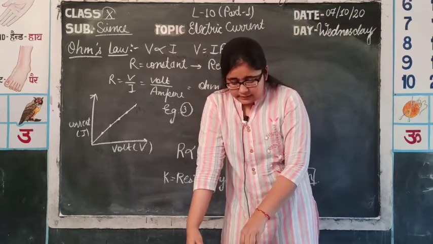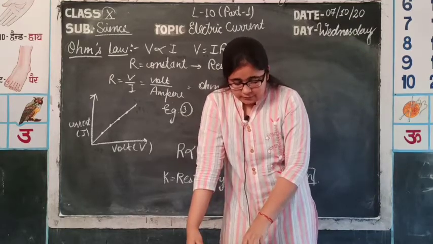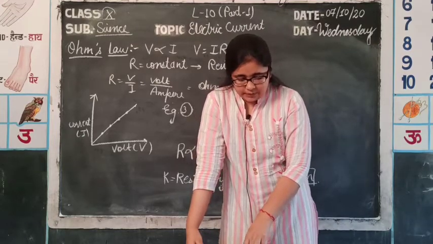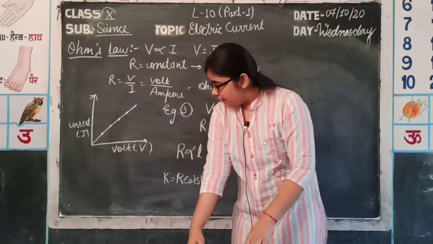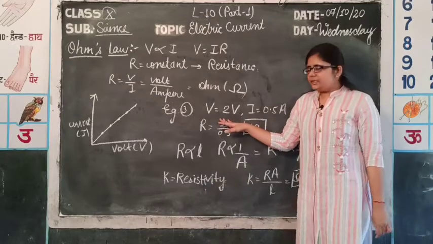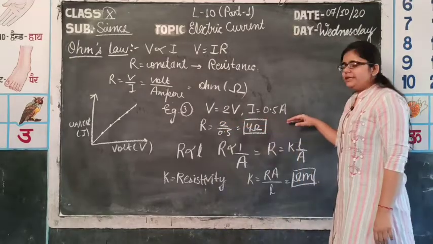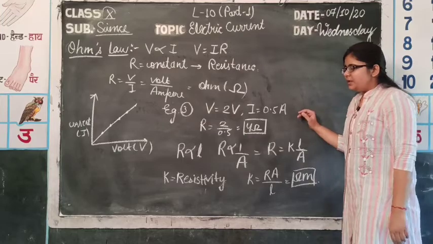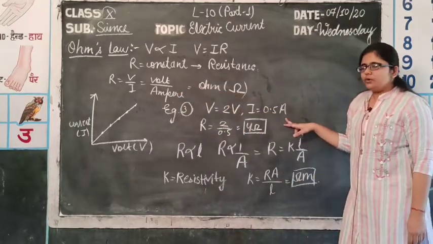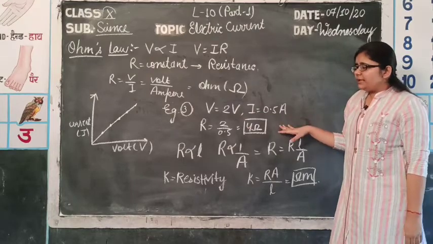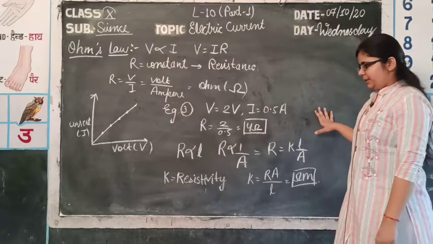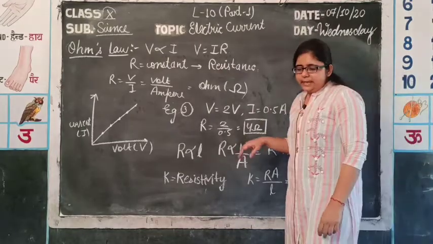Find the resistance of a conducting wire in which a potential difference of 2 volts is produced when 0.5 ampere current flows through it. In this question you are given the value of V, that is potential difference, 2 volt, and the value of current, that is 0.5 ampere. So, resistance will be V upon I. By putting the values of V and I, you will get the value of R, that is 4 ohm or 4 volt per ampere. So, this was example 3.